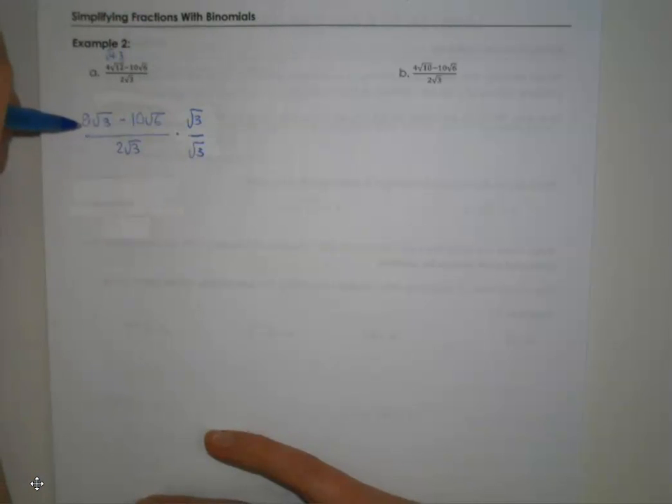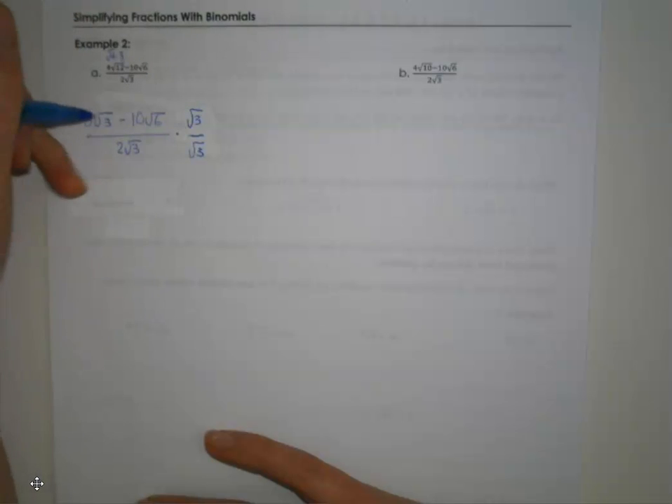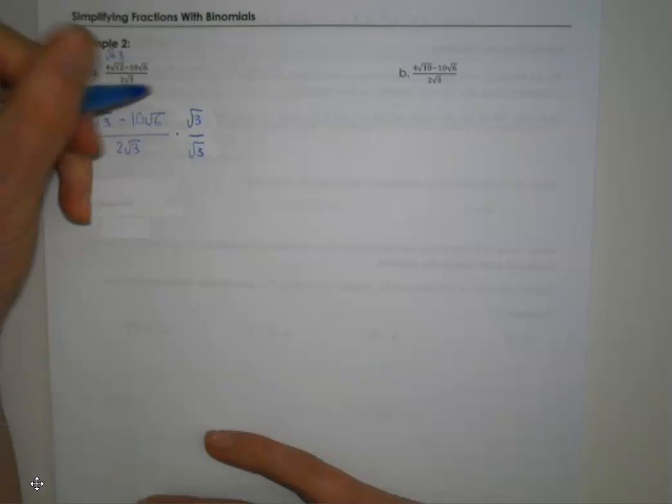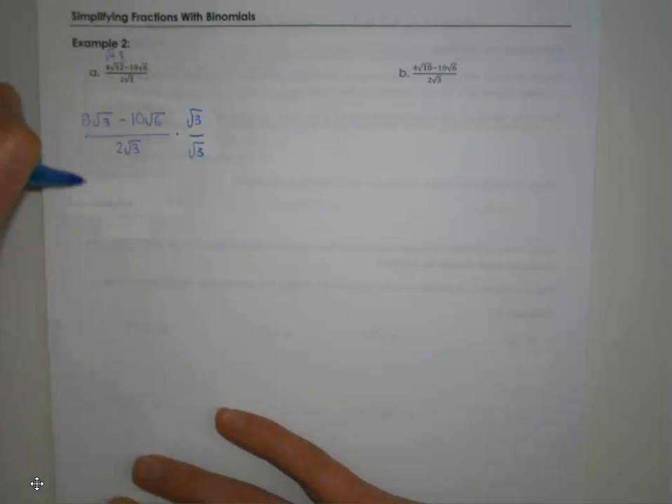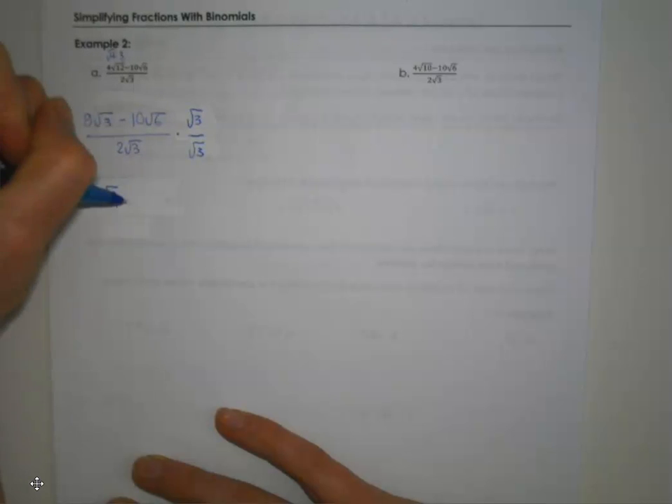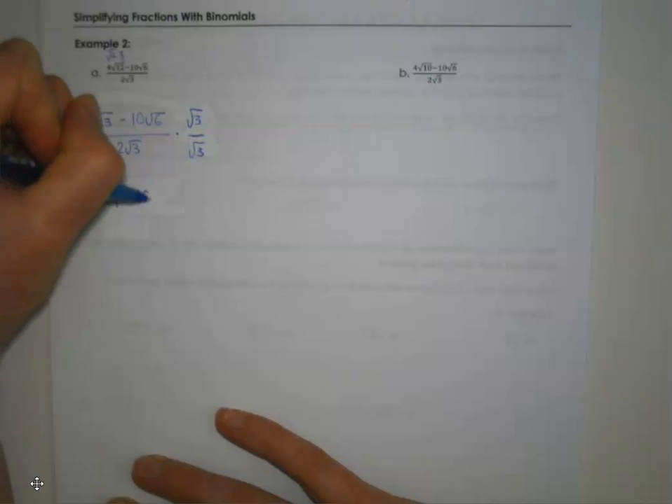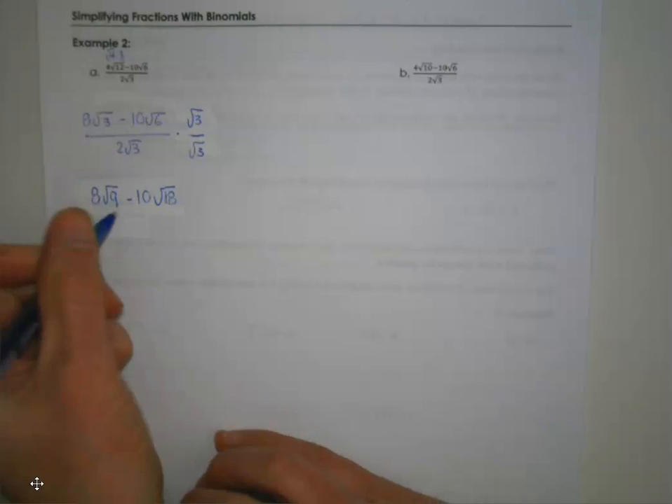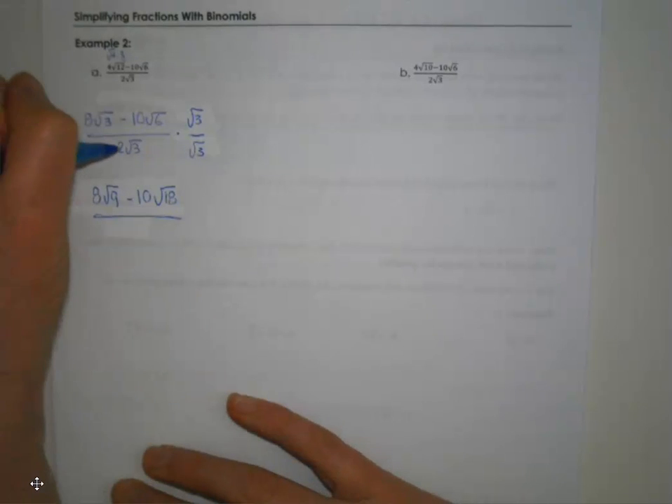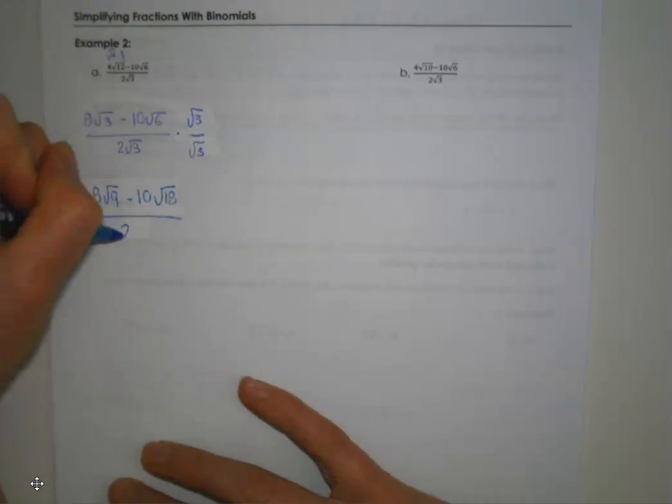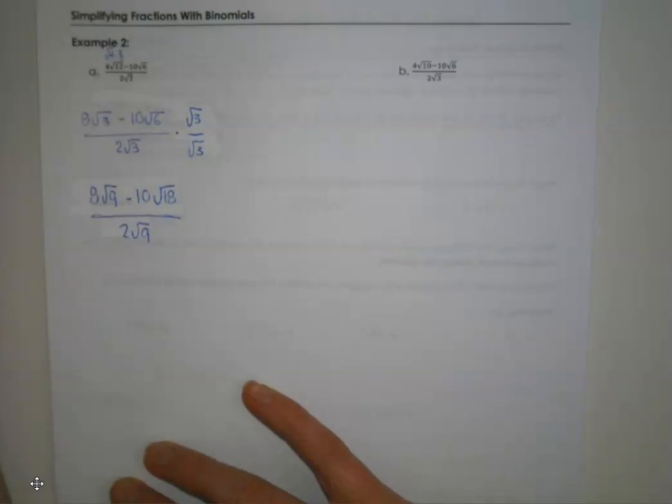We're going to have to make sure we multiply everything through, right? So it's going to be 8 root 3 times root 3, and root 3 times root 3 is root 9. Minus 10 times root 6 times root 3, which is root 18. And then on the bottom, 2 root 3 times root 3 is going to give us 2 root 9.